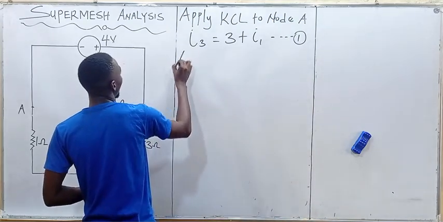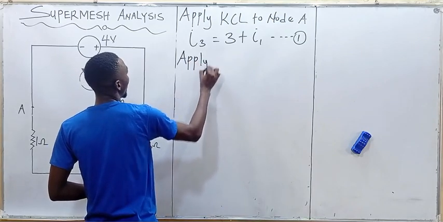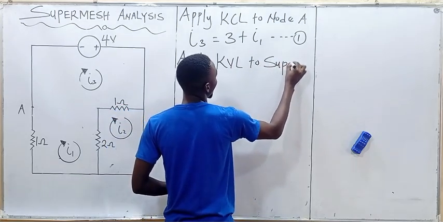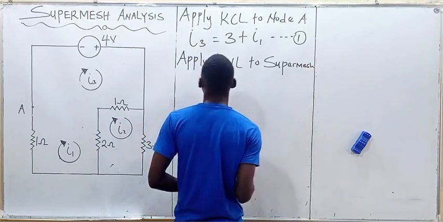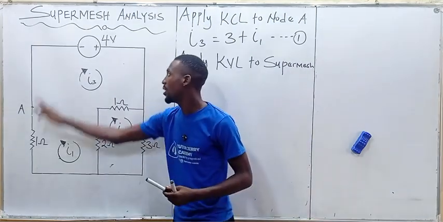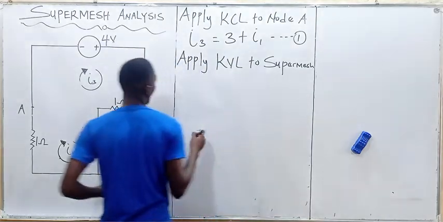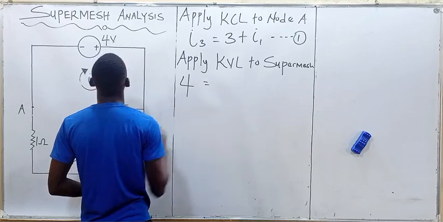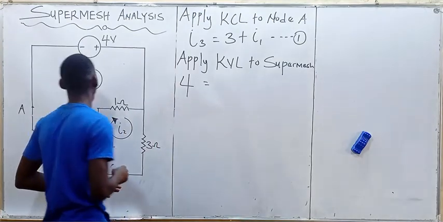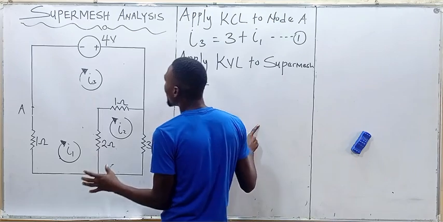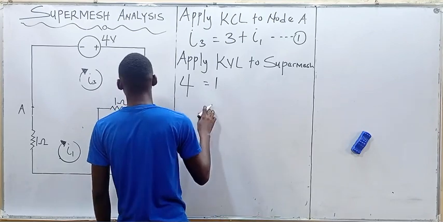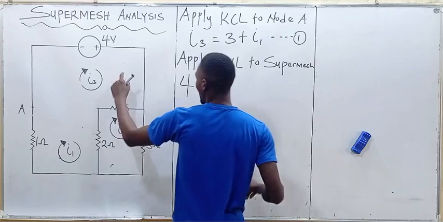Now apply KVL to the supermesh. If you look at the supermesh, we have a voltage source which is 4. So we are going to say 4 is equal to, now we have our current, that is I1, which is between 3 and 2.